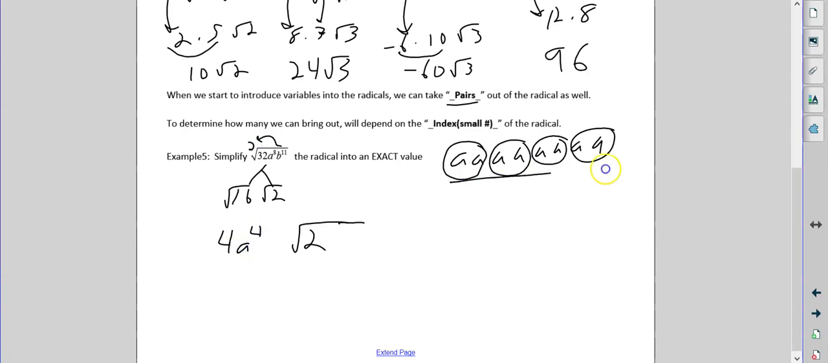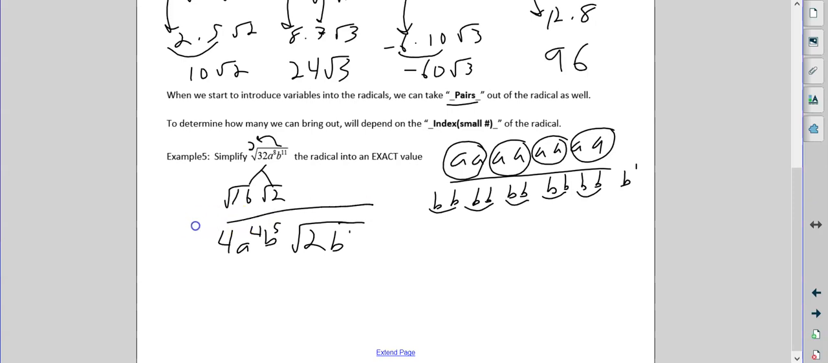Now, until you get used to it, you can do this as a quick little way of doing this. B to the 11. That's a little bit more, but just to see it for the first time, I won't do this every time. There's 2, 4, 6, 8, 10, 11. So there's 1 pair, 2 pairs, 3 pairs, 4 pairs, 5 pairs. So how many pairs came out? 5. And there's 1 single B left inside. You can put the 1 there or not, it doesn't matter. And that's our answer. 4, A to the 4th, B to the 5th, times the square root of 2B.